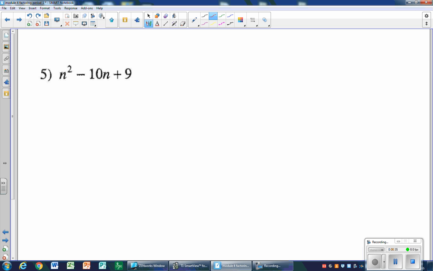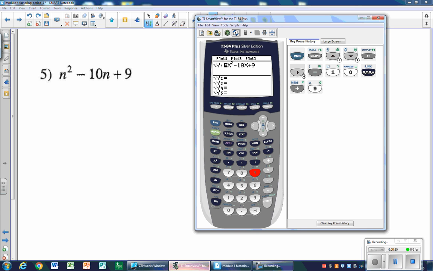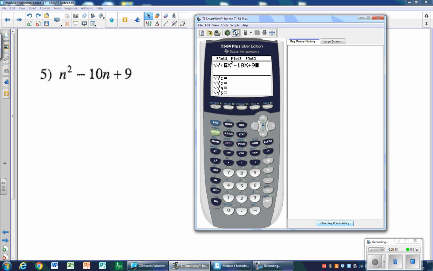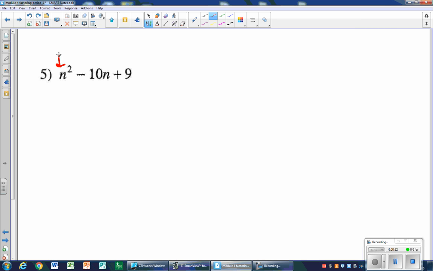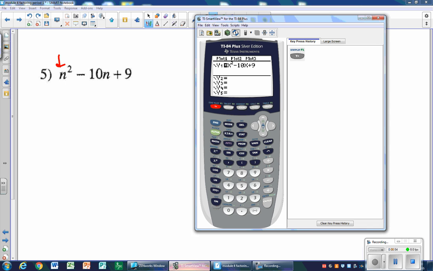The first thing that I want to do is type the equation into the y equals part of the calculator. So I hit y equals, I enter in the equation. Remember that even though the variable is n, we still use x. So I am going to graph it, and it fits in the standard window. This is a zoom 6, this is a standard window.